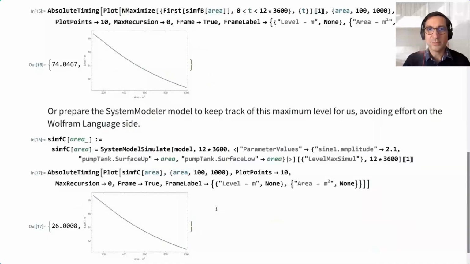So we clearly see here the interest of having some variables calculated within the Wolfram SystemModeler, within the model, in fact.